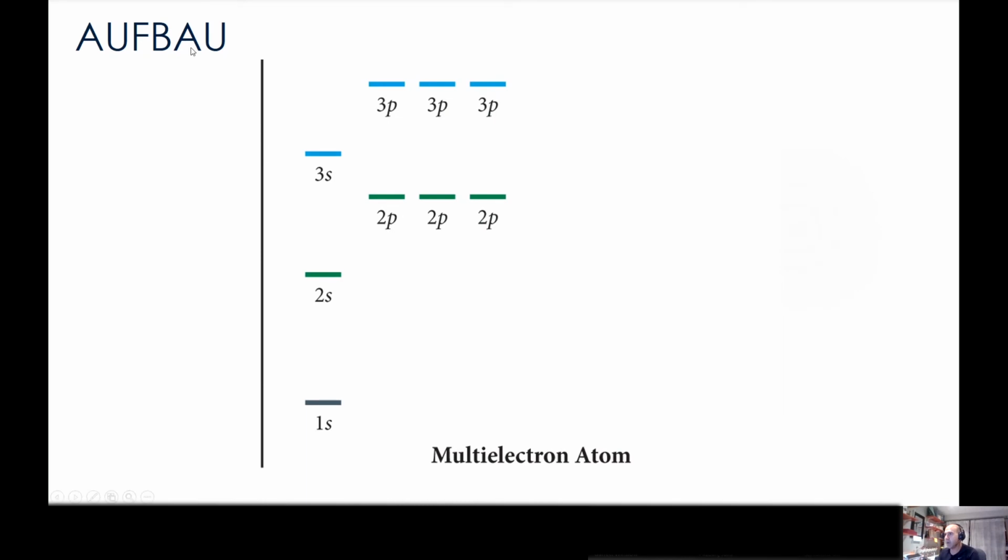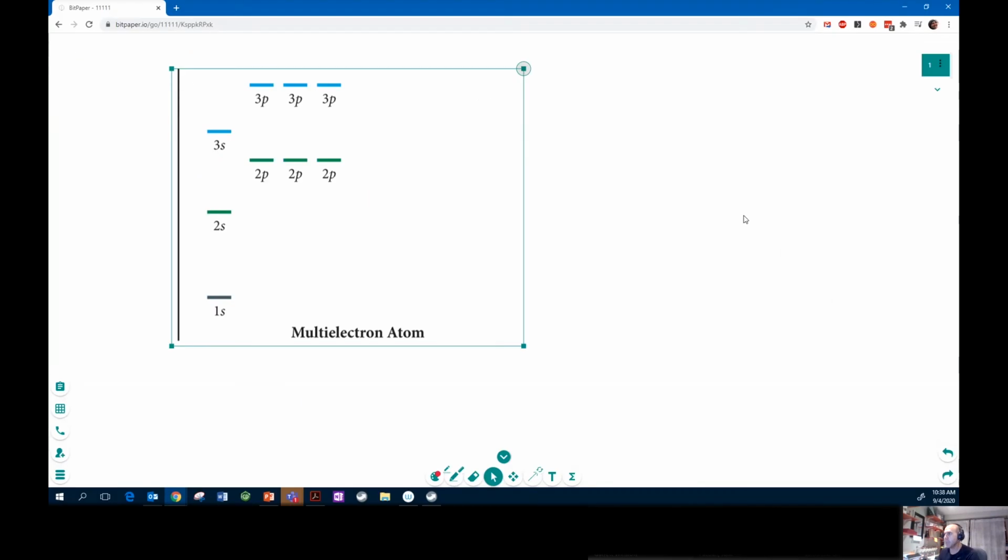set ourselves up with a diagram like this, and it should say energy. We add electrons one at a time until an orbital is full, and then we keep moving. If I had lithium, right? Lithium is the third element on the periodic table. It has atomic number 3. So if it's just lithium 0, it has 3 electrons.